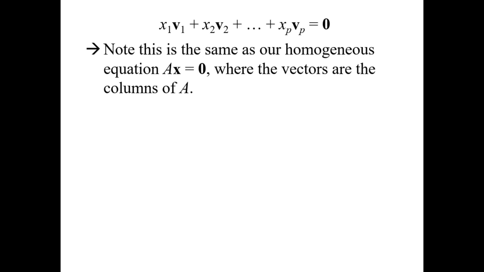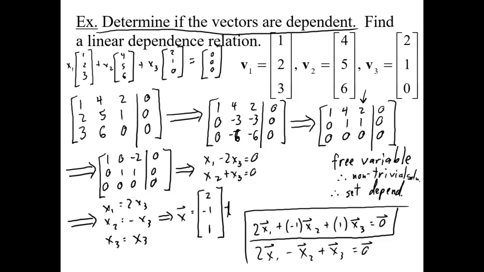So let's consider this dependence relation. Please note that this is the same as our homogeneous equation Ax equals 0, where the vectors are the columns of A. We didn't really talk about that, but notice that when I created this matrix A, the left side of my augmented matrix, the columns of A were basically just the three vectors we were asked about, v1, v2, and v3.